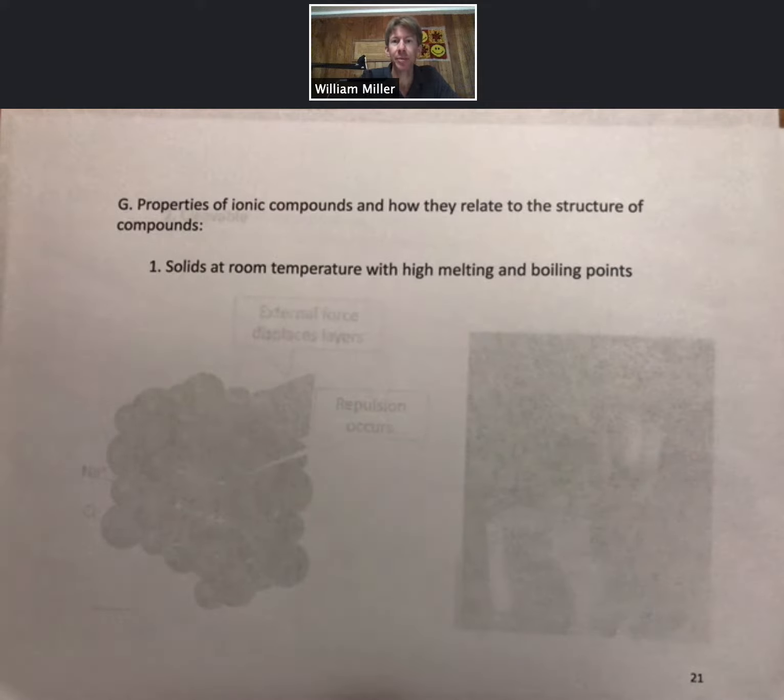Now let's talk about the properties of ionic compounds and how they relate to the structure of the compounds. First off, ionic compounds are solids at room temperature with high melting and boiling points. What does high mean? Usually 1,000 degrees Celsius or higher, so yes, quite high.